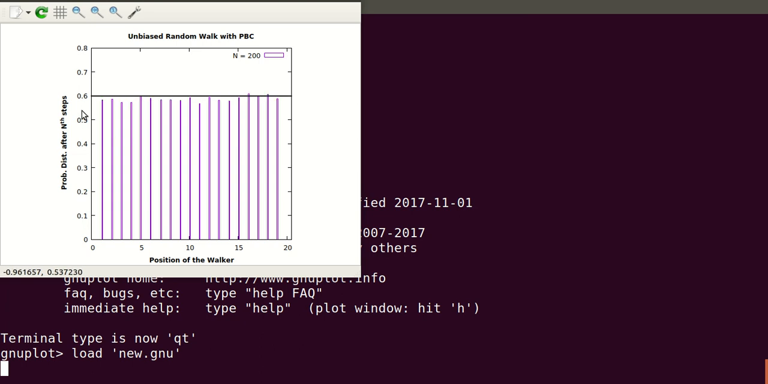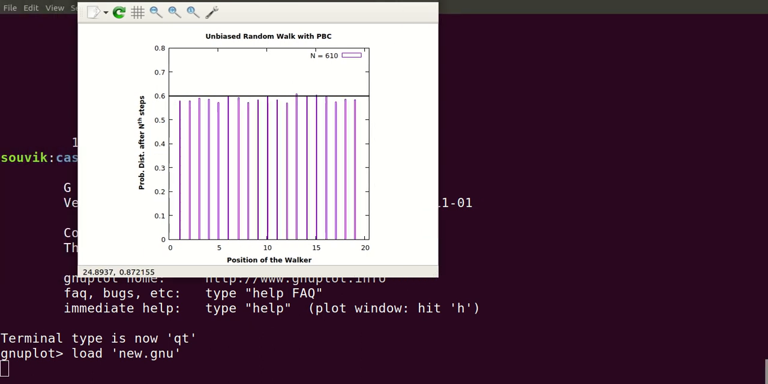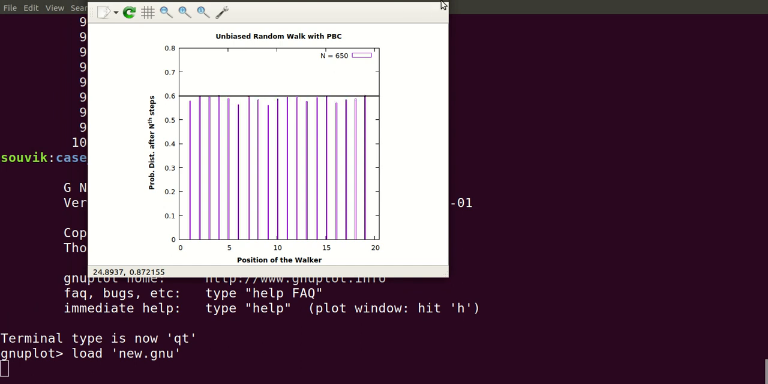And here also I have plotted the probability distribution after n steps, and here is the position of the worker on the x-axis, and this is basically the unbiased random walk in PBC. n is the total number of steps, and after n steps I just plotted the probability distribution. Here there is no point of decreasing width, because a periodic boundary condition is there, so we don't need to take care of that, and the Gaussian will also not be there because I have applied PBC.